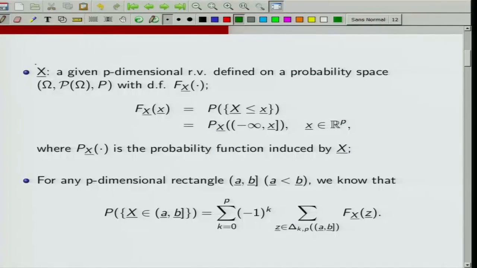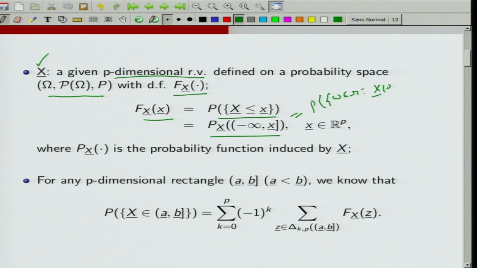So, suppose I am given a random vector X, which is a p-dimensional random vector, and this is defined on a probability space (Ω, F, P). Suppose this has distribution function F_X. So, F_X(x) is nothing but probability X less than or equal to x, which is the same as P_X of (minus infinity, x], which is basically the probability of all those ω belonging to Ω such that X(ω) is less than or equal to x, and this is defined for various x in R^p. Now, this P_X is the probability function induced by random vector X.